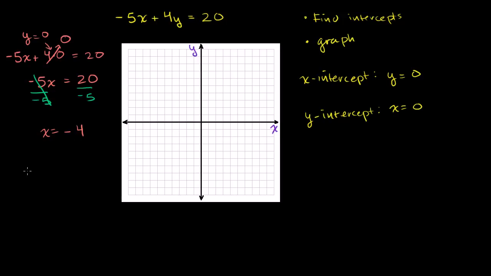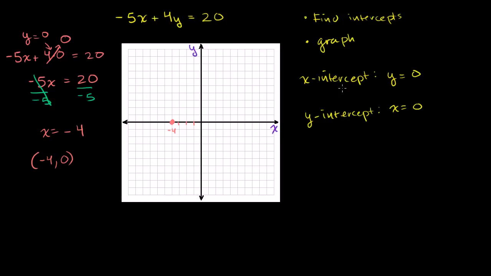Or if we wanted to plot that point, we always put the x coordinate first. So that would be the point negative 4, comma 0. So let me graph that. If we go 1, 2, 3, 4, that's negative 4. And then the y value is just 0, so that point is right over there. That is the x-intercept. Y is 0, x is negative 4. Notice we're intersecting the x-axis. Now let's do the exact same thing for the y-intercept.